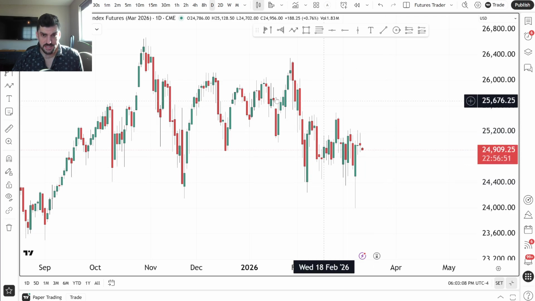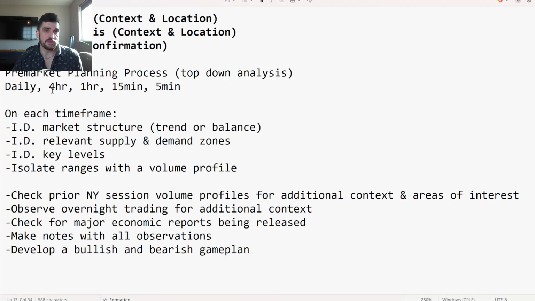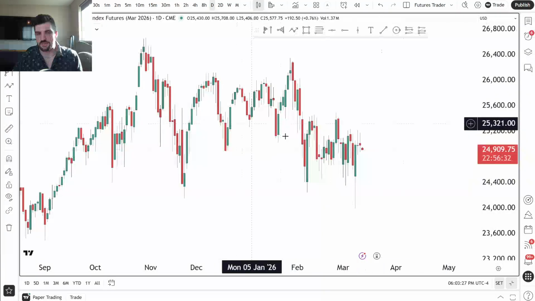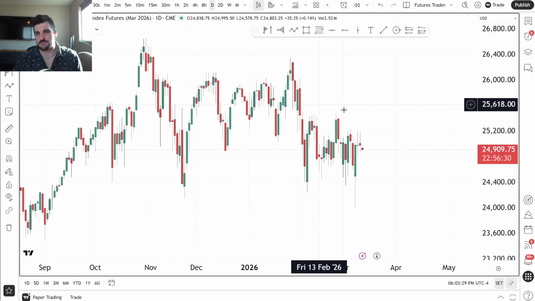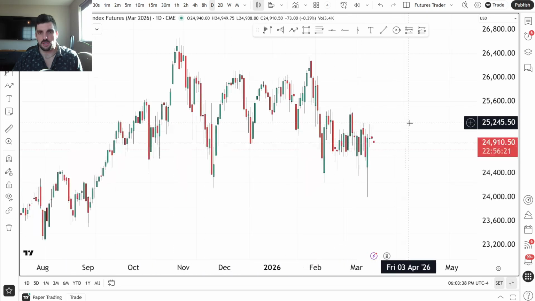So daily time frame perspective is very sideways. So what I'd want to do is go ahead and make notes of that first, all right? So we have the MNQ, and then I'm going to say the daily trend is sideways or balanced, okay? And then there's not really too much else I need to do on this time frame. If you want to start isolating some ranges with a volume profile to get more context, you can, but I just am curious about what is the overall structure of the markets, okay?